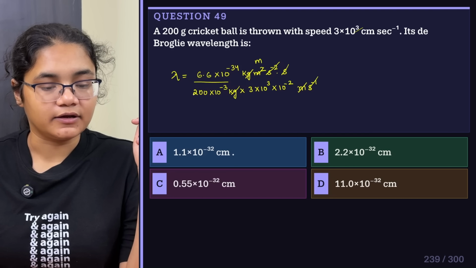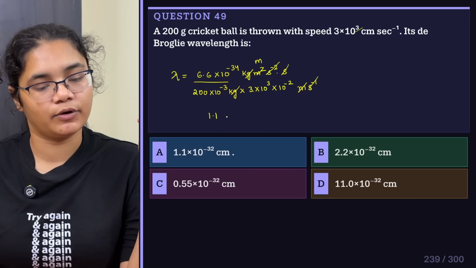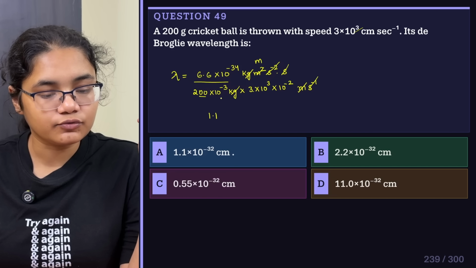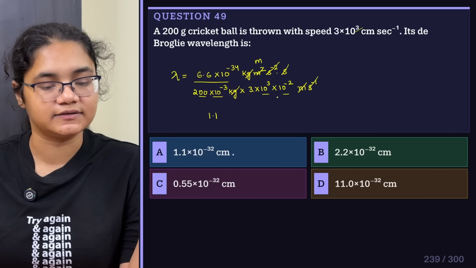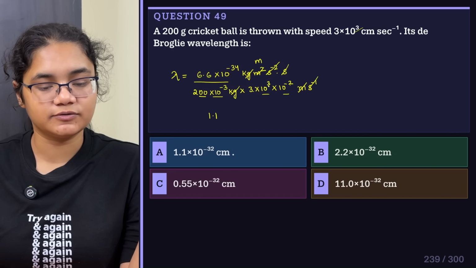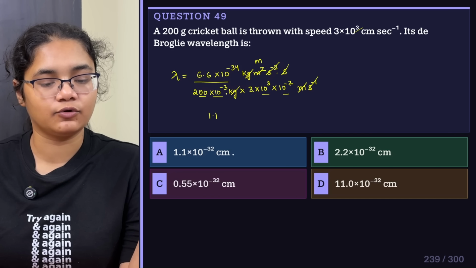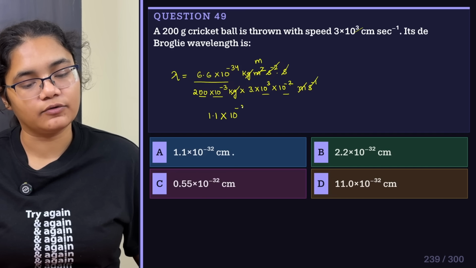So now we have 3 into 2 is 6, 6.6 divided by 6 will be 1.1 here, okay. Now these two zeros are left, and these three zeros are left and this one is left. So I will have 10 to the power of, you can see this one is 3 minus 2 is plus 1, this is 2, so the zeros will get cancelled in the denominator. So I will have 1.1 into 10 to the power of minus 34 meter. To convert it into centimeter, multiply with 100, so minus 32 will be the answer here, option number A.